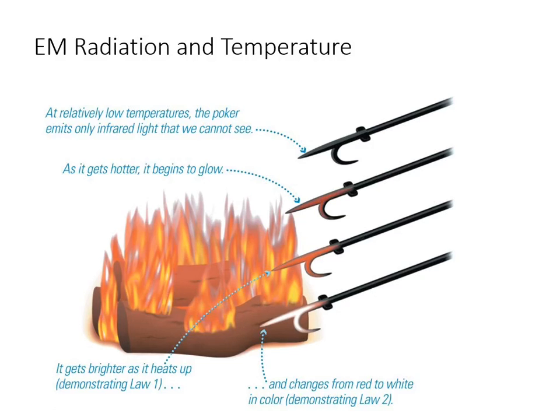The color that objects glow, the color that stars glow, is an indication of the temperature of that object. So if you've ever heard the phrase, ooh, that's white hot, that's actually true. Something glowing white is hotter than something that is glowing red in general, unless there's something else working there.